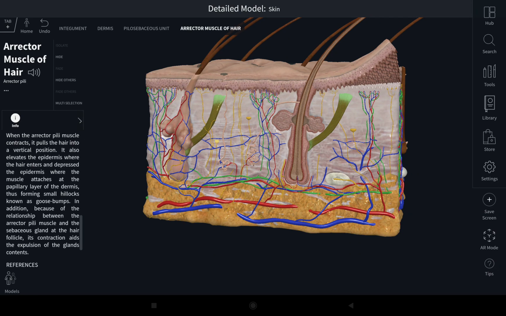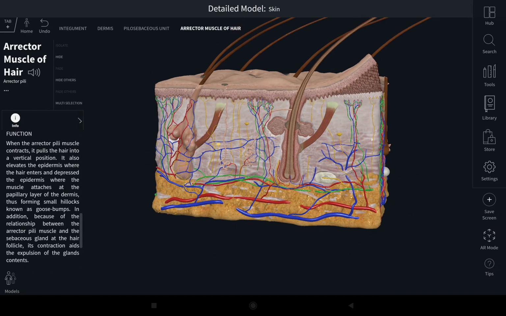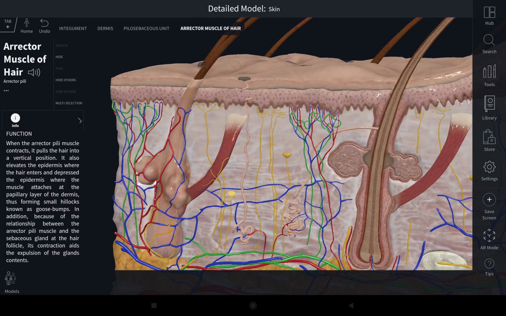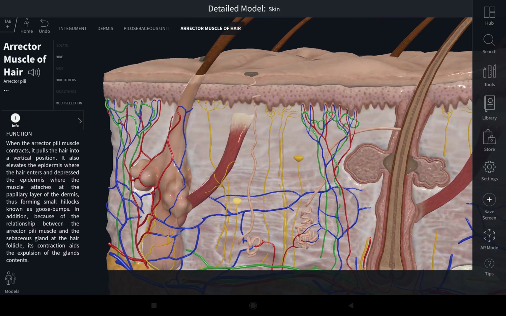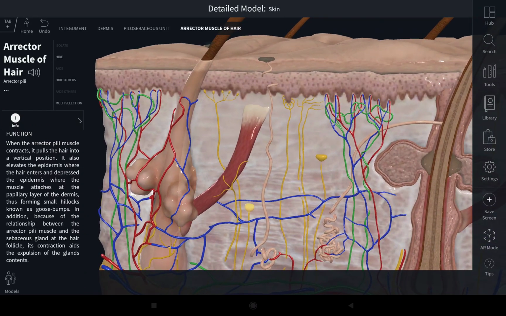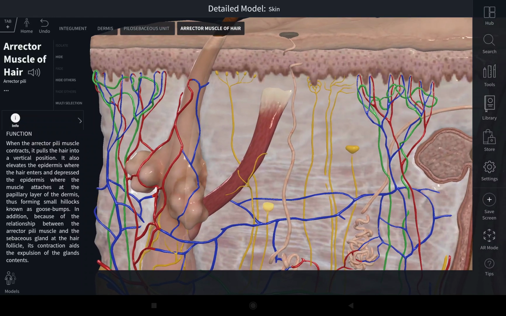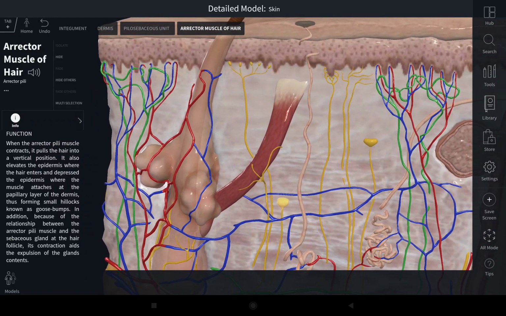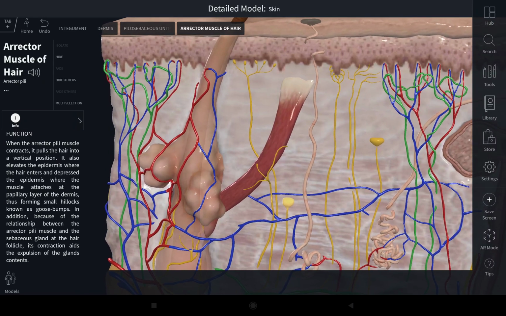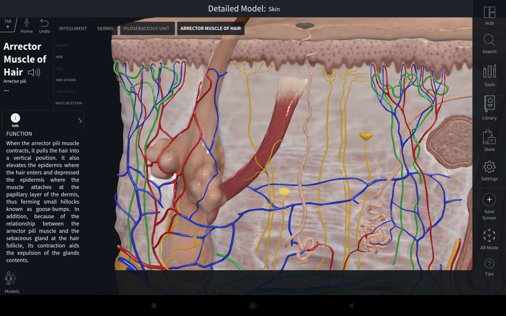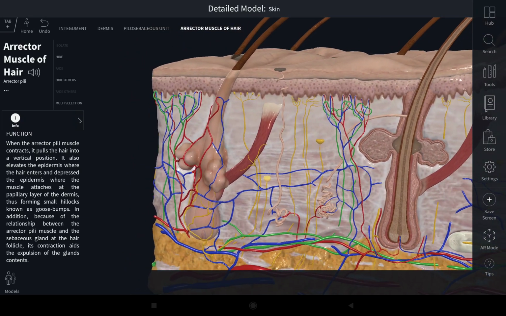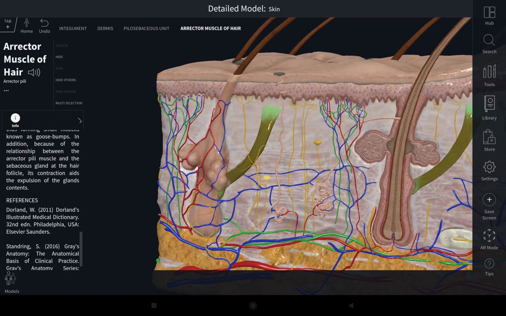Functions of arrector pili muscle. When the arrector pili muscle contracts, it pulls the hair. It also elevates the epidermis where the hair enters and depresses the epidermis where the muscle attaches at the papillary layer of the dermis, thus forming small hillocks known as goosebumps. In addition, because of the relationship between the arrector pili muscle and the sebaceous gland at the hair follicle, its contraction aids the expulsion of the gland's contents.